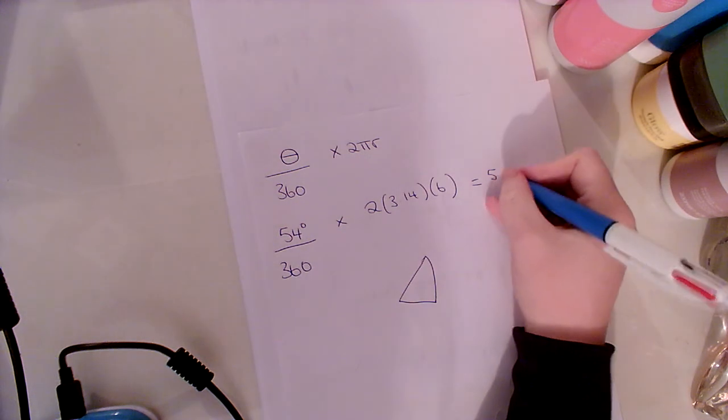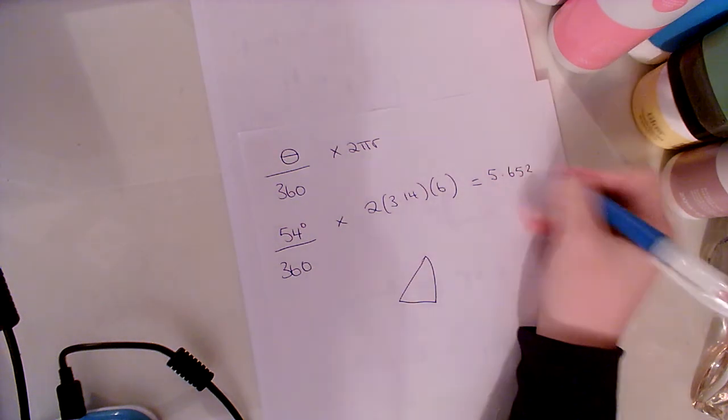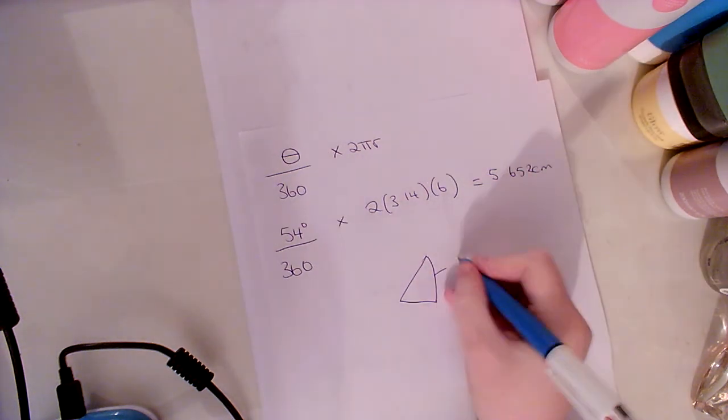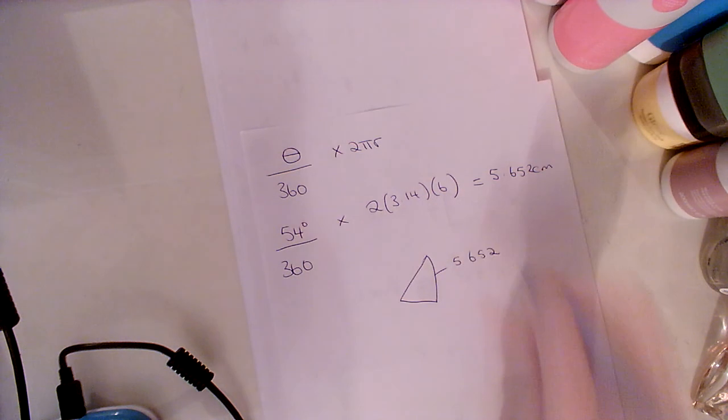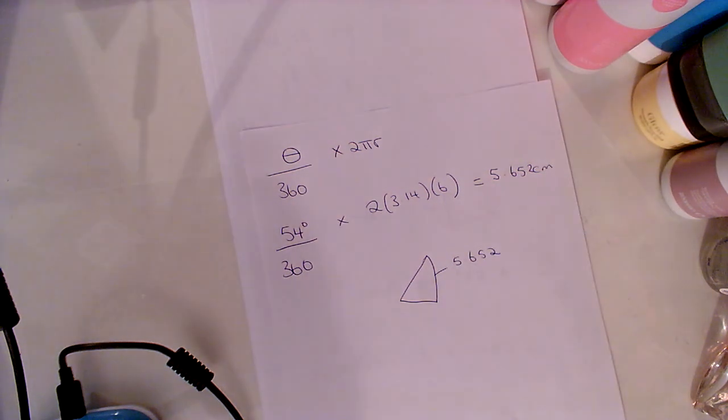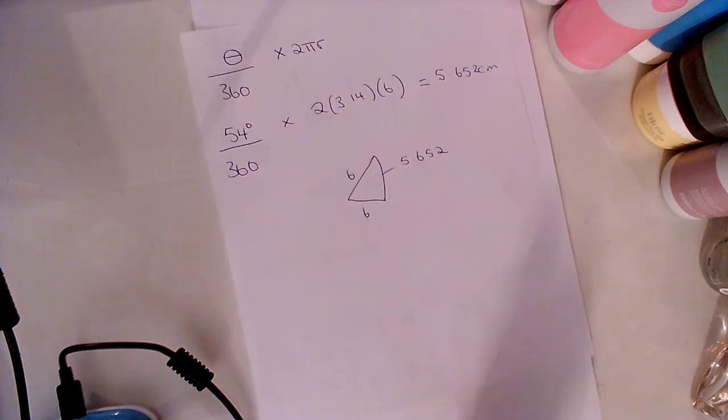Okay, so this here is 5.652, and then the final part of this question asks me to find the perimeter. Okay, so if this is 6, this is 6, my radiuses, I need to add them all together. So I have 5.652 plus 12 to find my total perimeter, and I get 17.652.